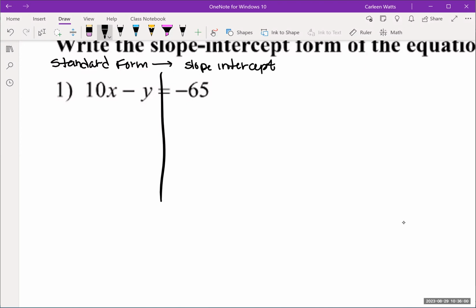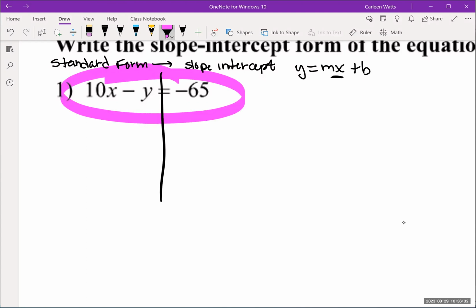So slope intercept form looks like what? Does anyone remember what slope intercept form looks like? Yeah, awesome. So slope intercept form is y equals mx plus b. So notice my x's are over here with the constant term. So what do I need to do first to this equation to change it from standard form into slope intercept form?